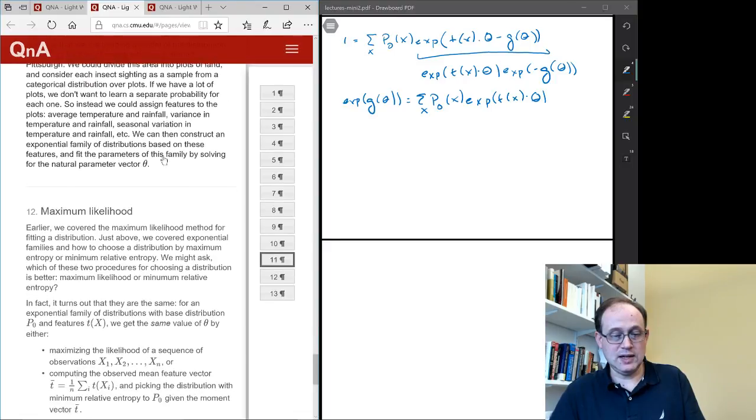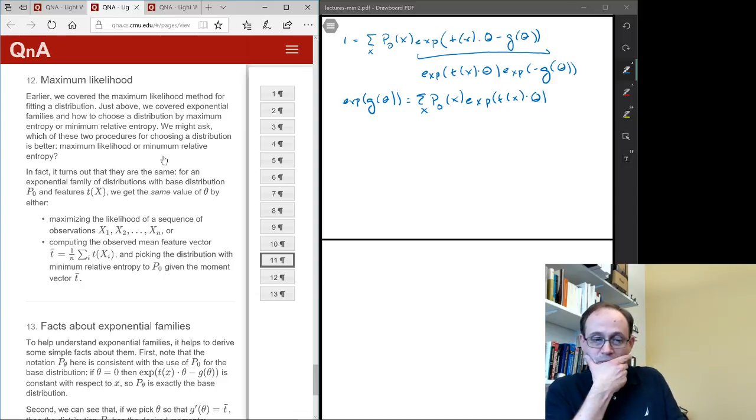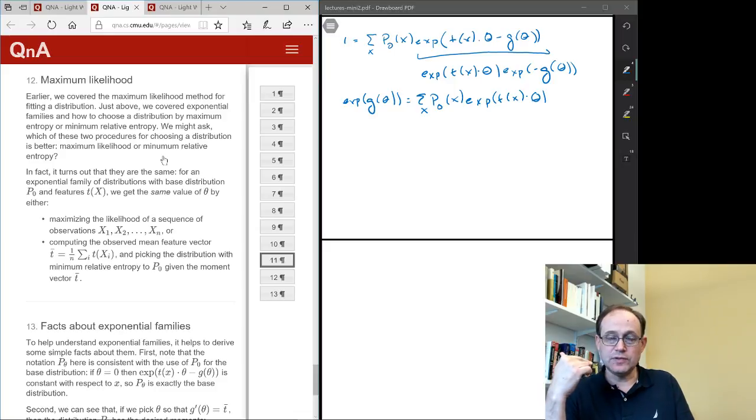All right, and then I wanted to mention that at the end of the first mini we talked about maximum likelihood. Given a family of distributions with a parameter, let's call it theta, we can find the best theta to match a given sample by doing maximum likelihood.